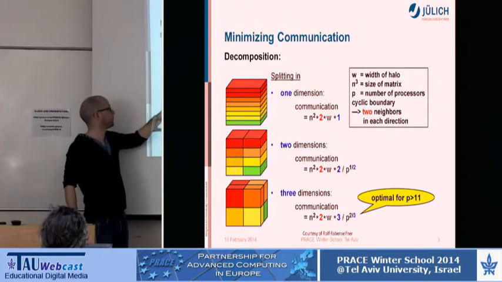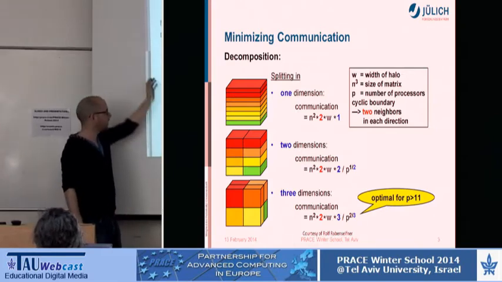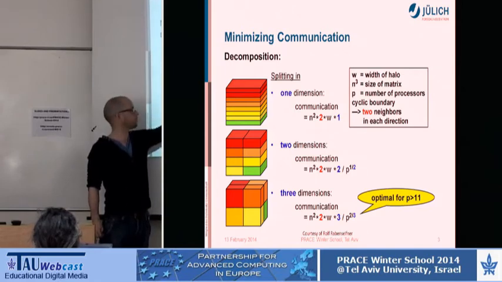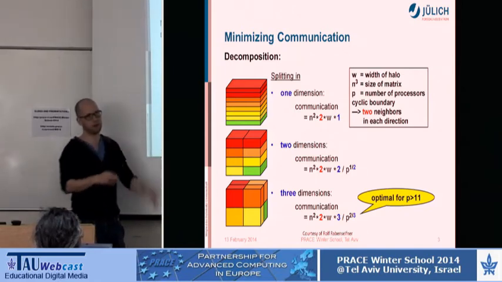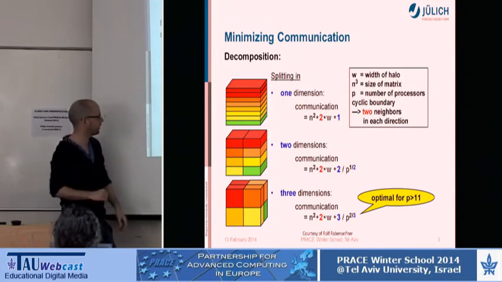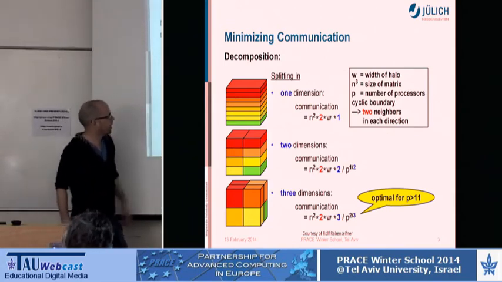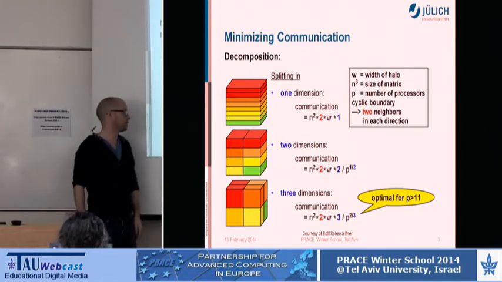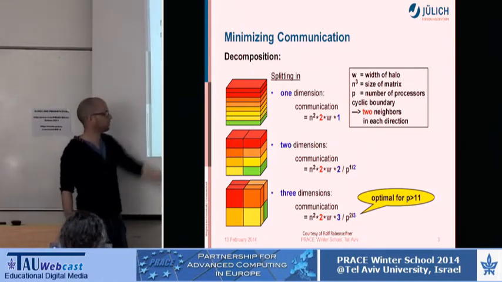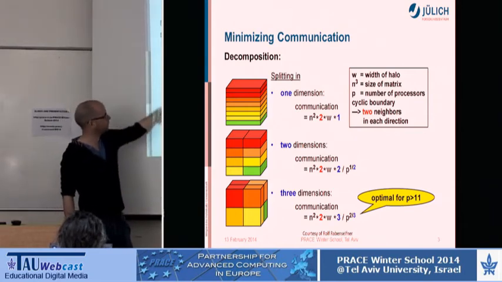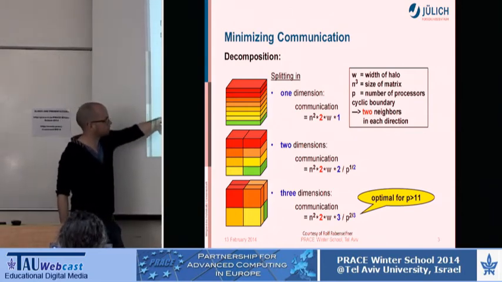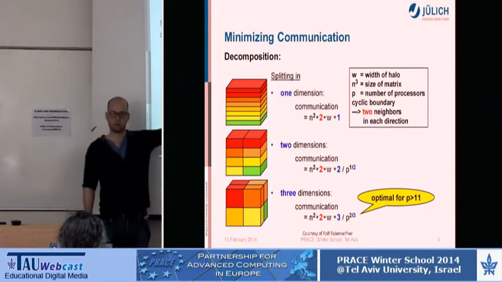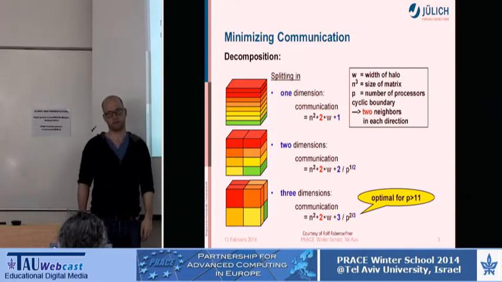We could also split our problem into two dimensions. Again, you can do a little bit of work and you'll see that the formula will work out like this. So basically we have two dimensions, and that means different message sizes and different numbers of neighbors, etc. In three dimensions, again we can do the same exercise and come up with another formula for the same thing, and then we can compare them. And the reality is that for this problem, this three-dimensional splitting is optimal when we have more than 11 processors.